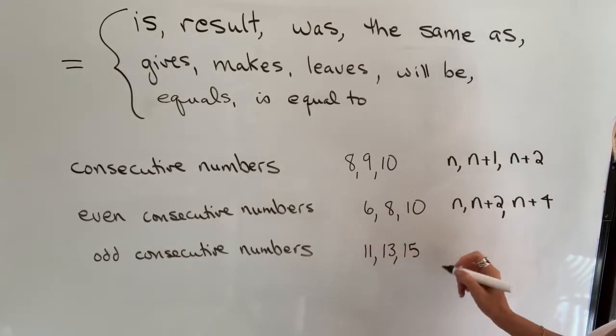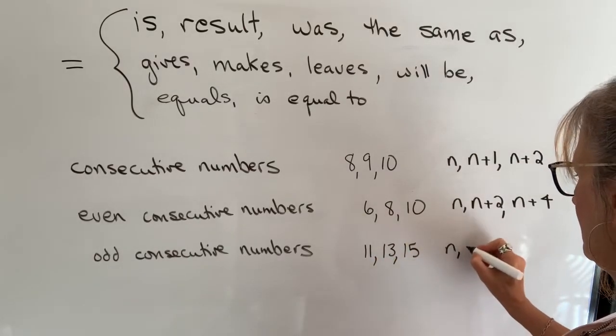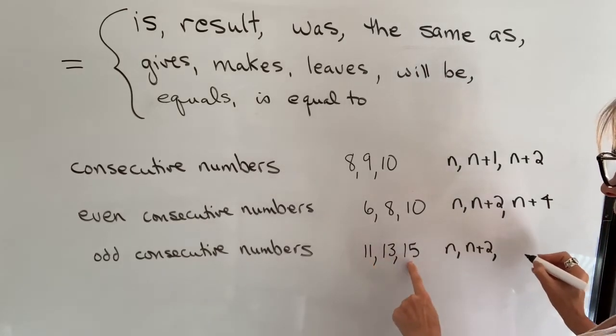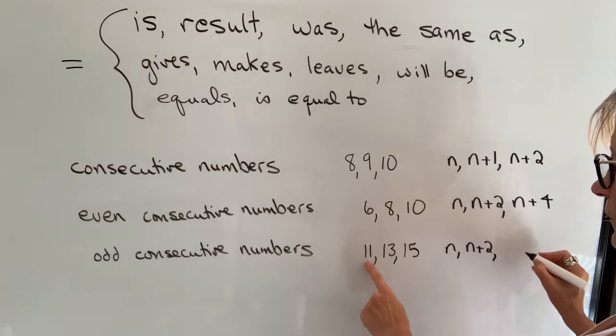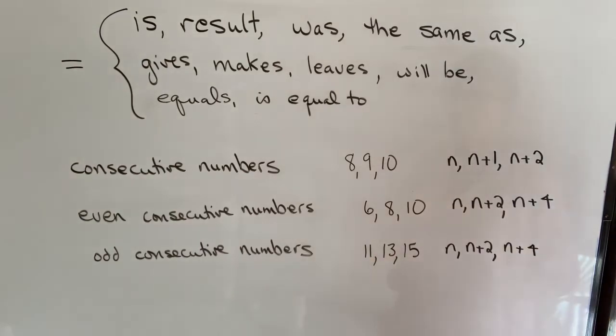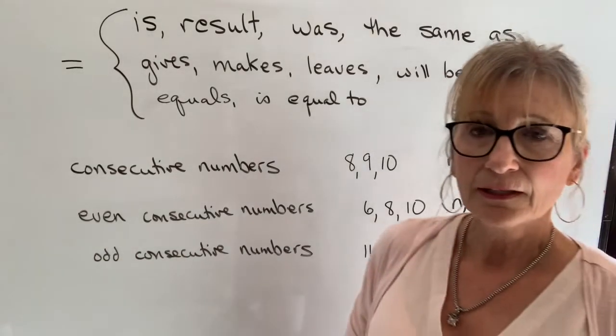Same thing with consecutive odd numbers, n plus 2. 13 is 2 more than 11, 15 is 2 more than 13, which is 2 more than 11, so it's 4 more than 11.